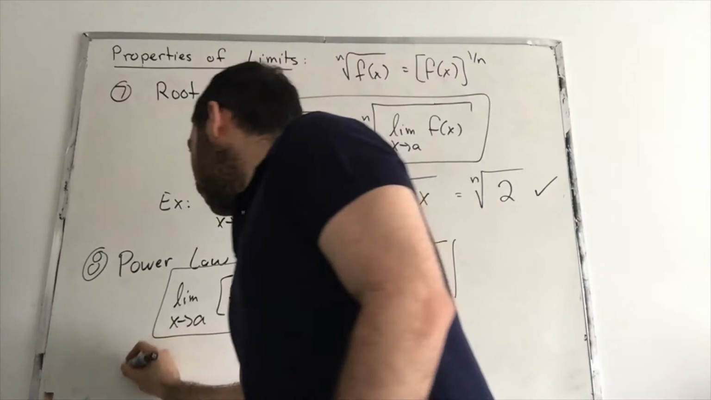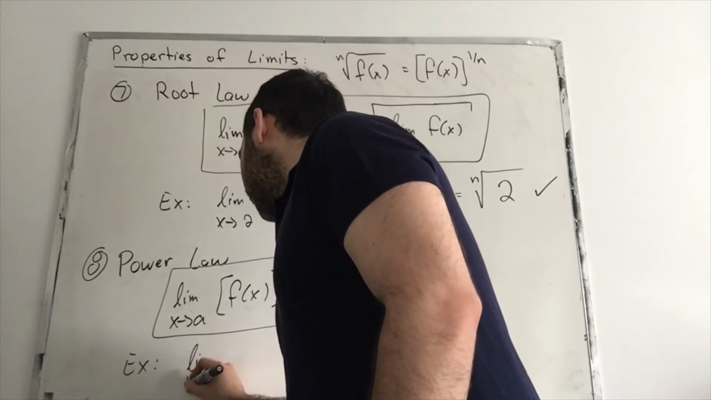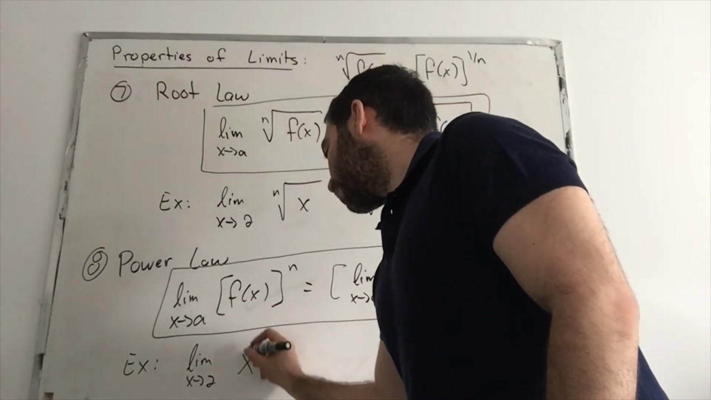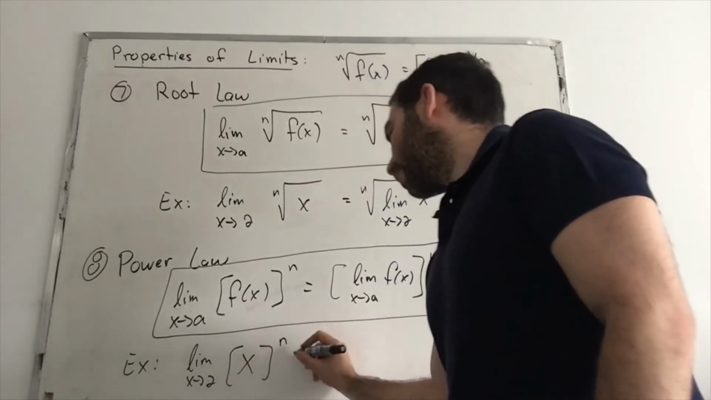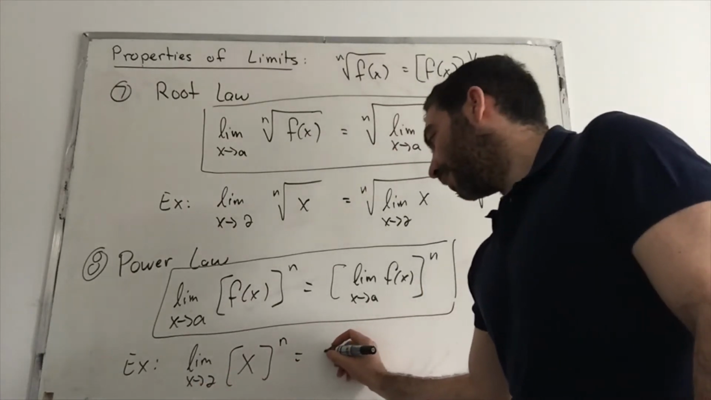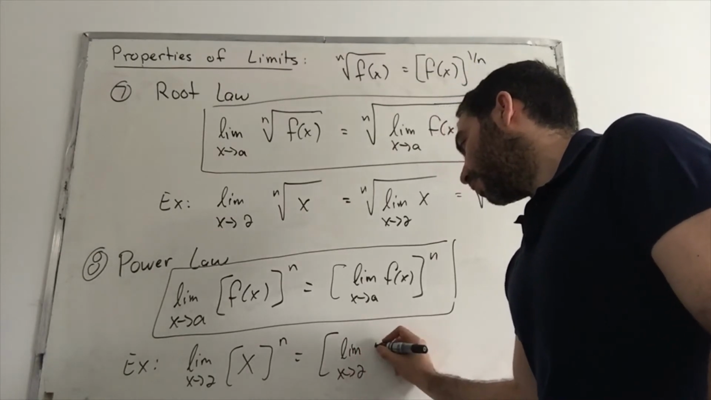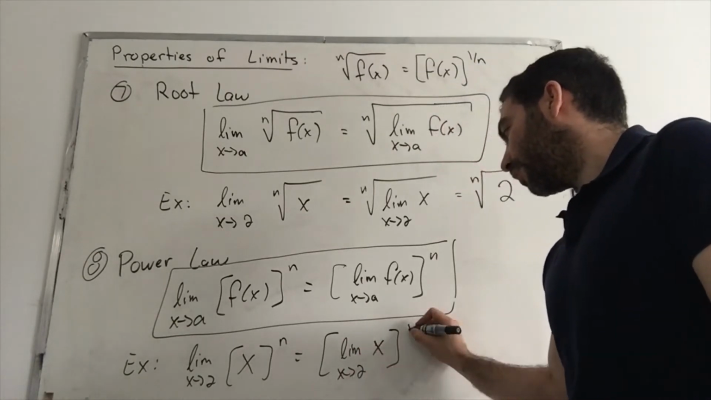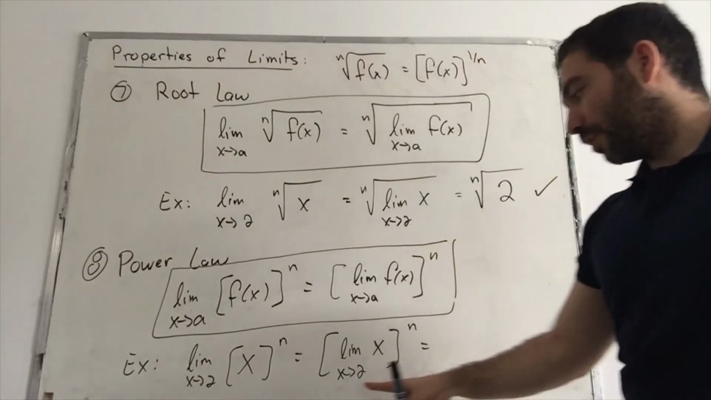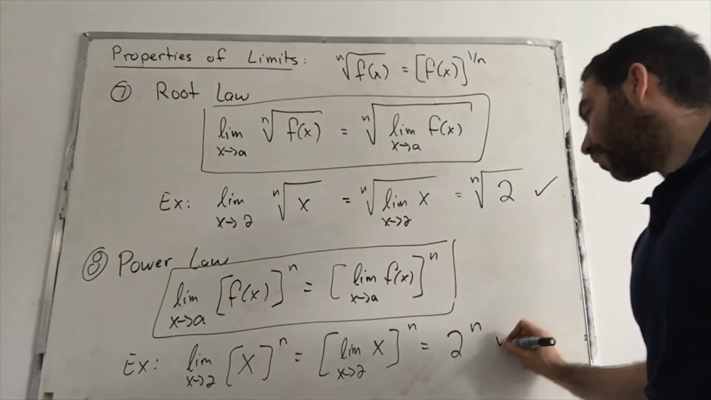And let's take a similar example. The limit as x approaches 2 of, let's take x to the n, is the same thing. We're going to take the limit, jump inside the exponent, giving us the limit as x approaches 2 of x, all that to the n. And inside here we're using the identity law. So we're substituting the x with 2, giving us 2 to the n. And that's the answer.